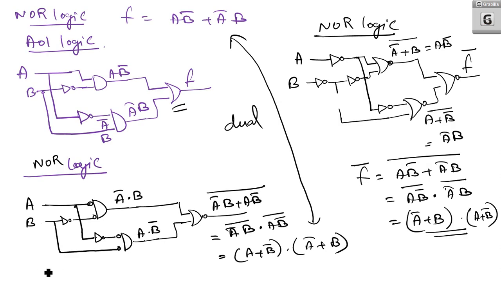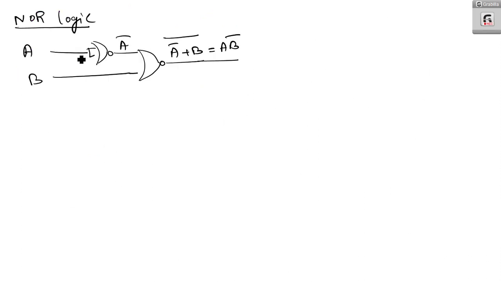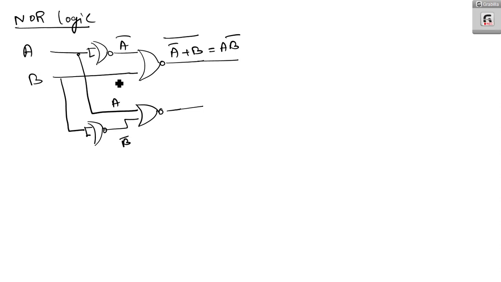Again, here A is directly coming in to the NOR gate. B is NOTed and given in, so here you are getting B bar. This is A, this is B bar. So here you will get A or B bar the whole bar, that is A bar B according to De Morgan's law.